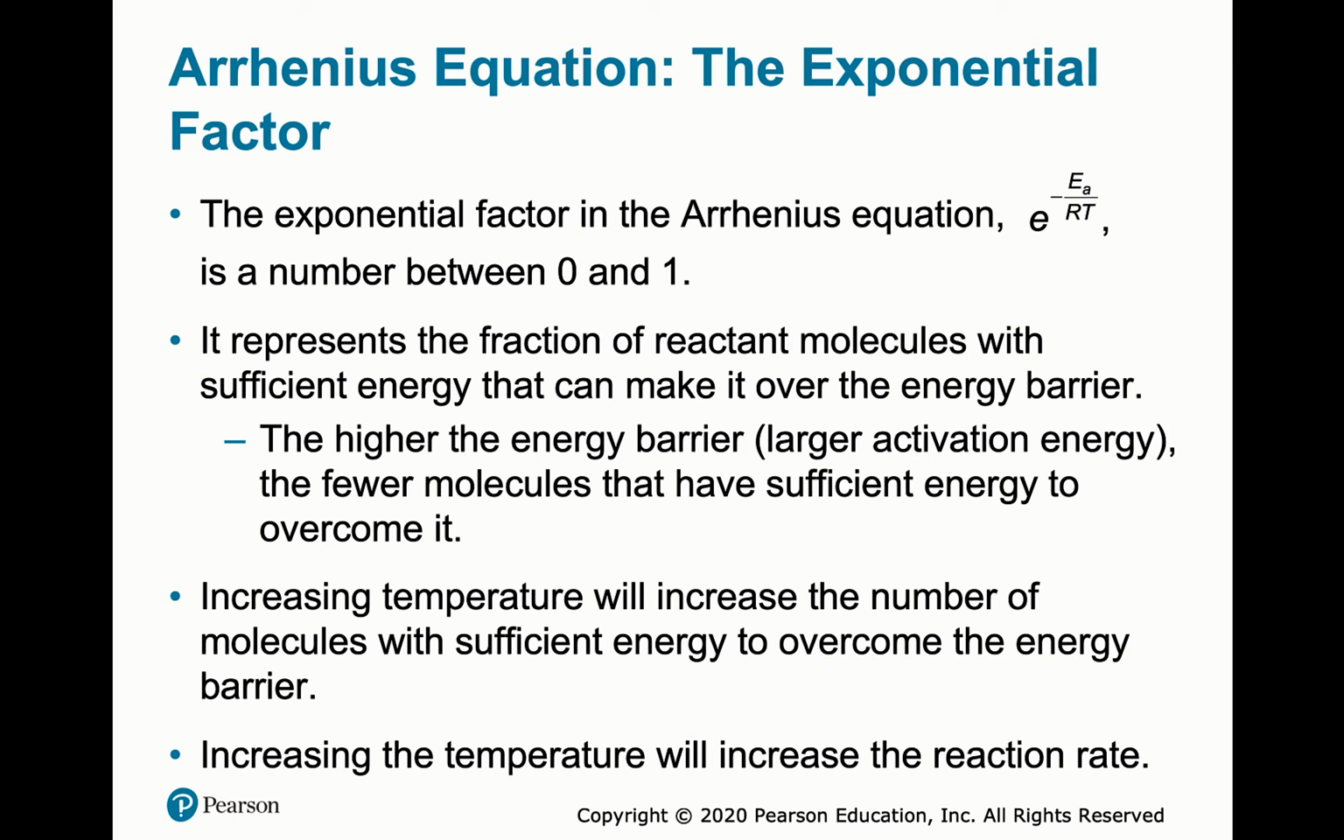The exponential factor of this equation, the Arrhenius equation, is typically a number between 0 and 1. It represents the fraction of the reactant molecules that can make it over the energy barrier. So the higher this energy barrier, the harder it is to overcome it, which makes sense. The taller the wall, the harder it is to scale. So increasing temperature tends to increase the number of molecules that overcome the energy barrier.